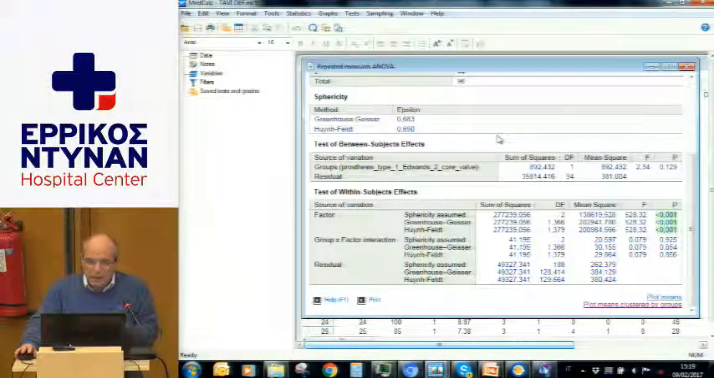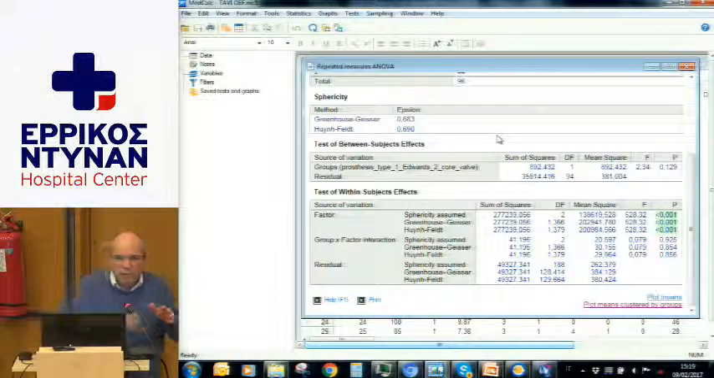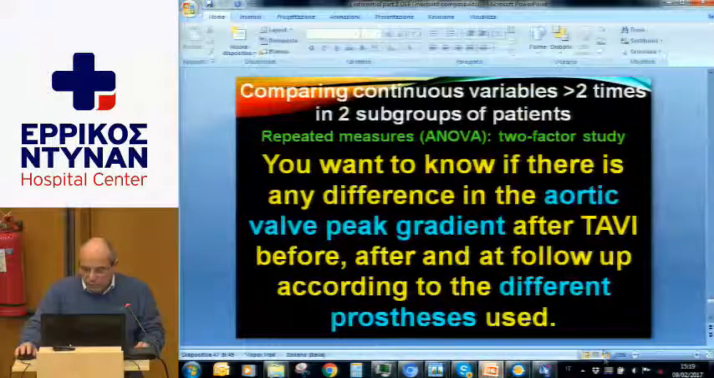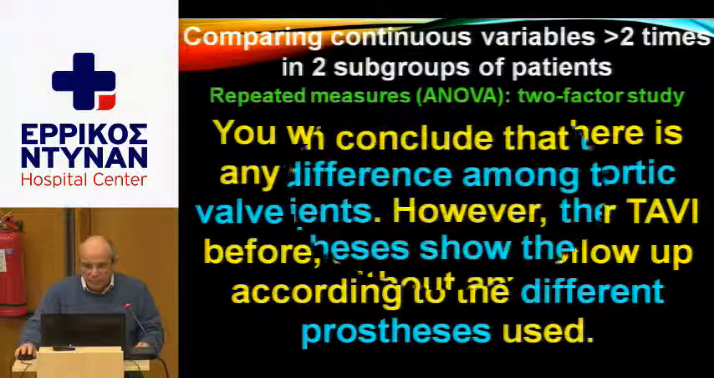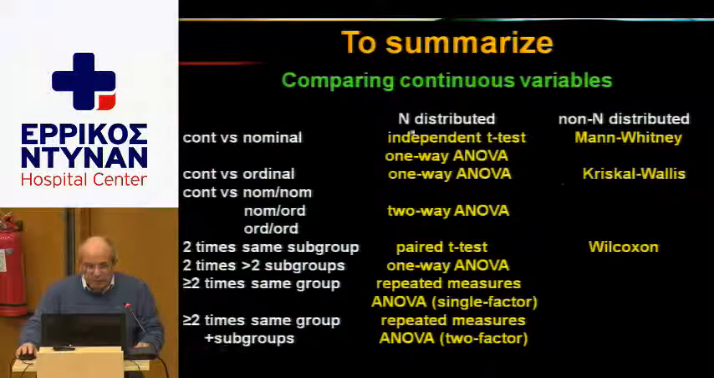So basically, you know that the different prostheses are giving you the same results, even with 3 or more different evaluations. So we can conclude that there is no difference among the gradients, but the prostheses show the same pattern. And just to finish, this is just a summary.